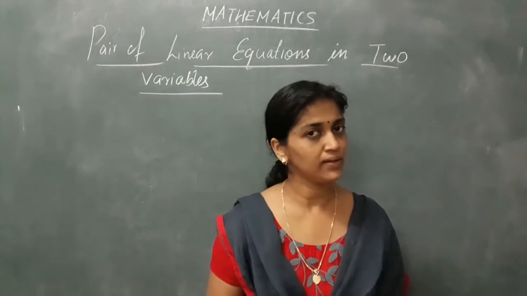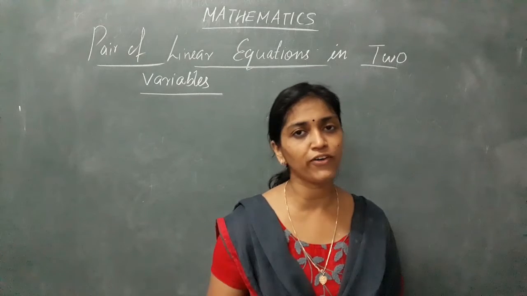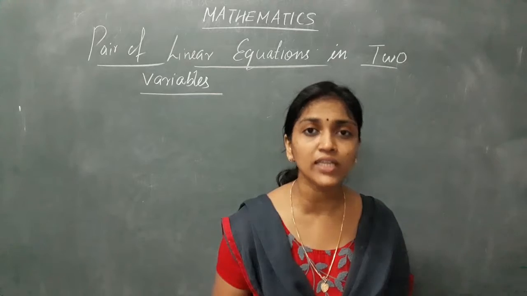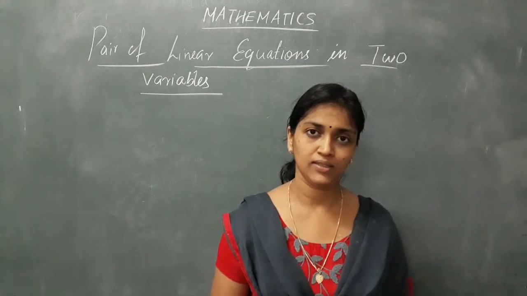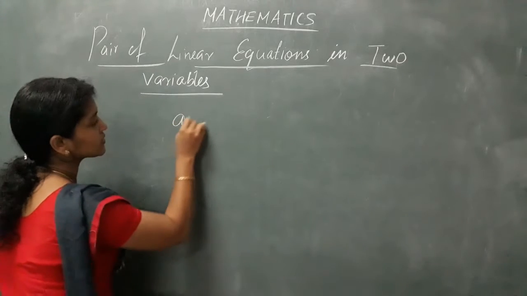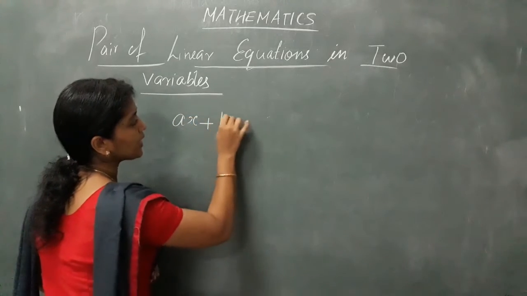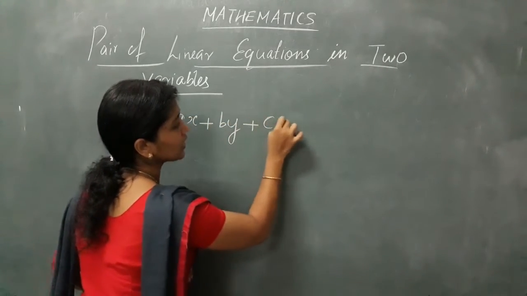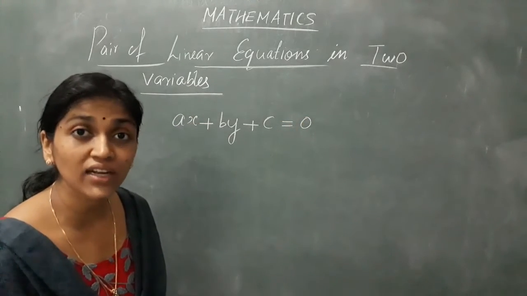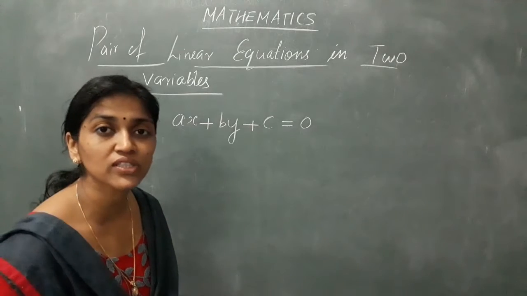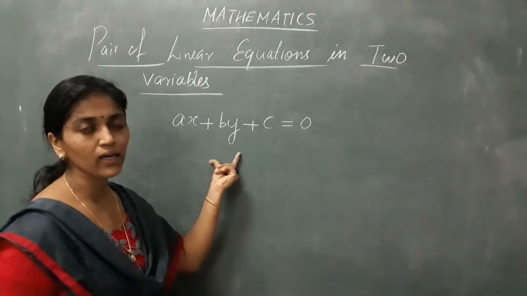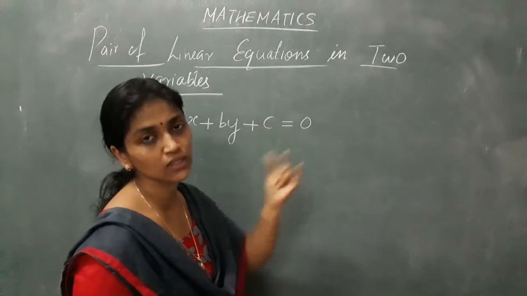We have studied its general form, isn't it? So what was the general form of linear equations in two variables? Its general form was ax plus by plus c equal to 0. This was the general form of linear equations in two variables. ax plus by plus c equal to 0.